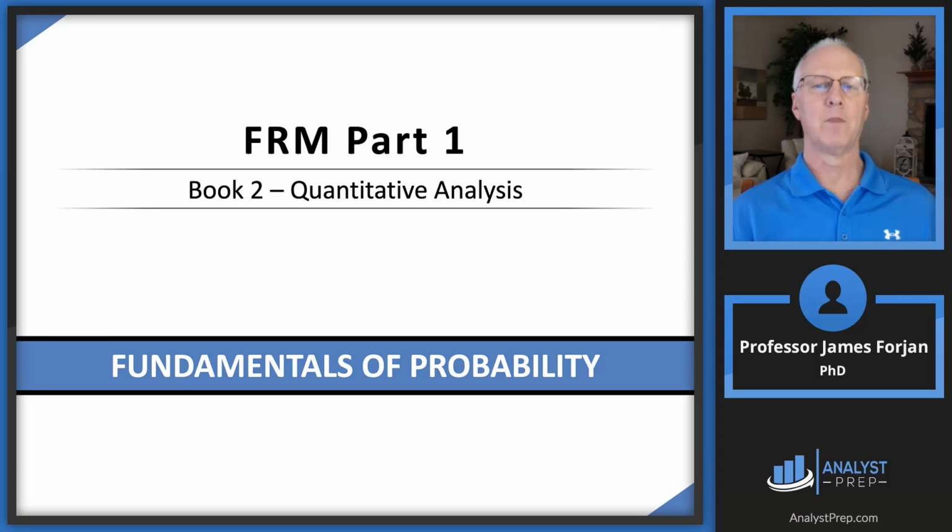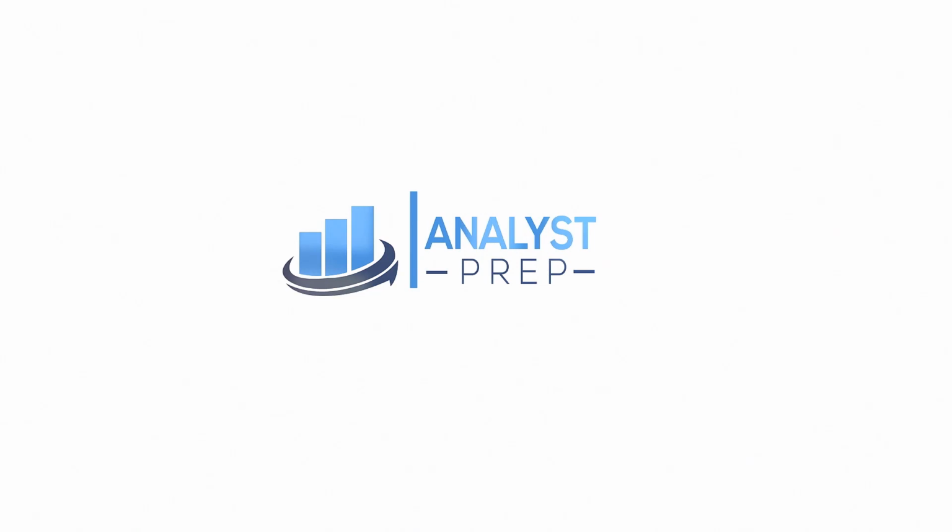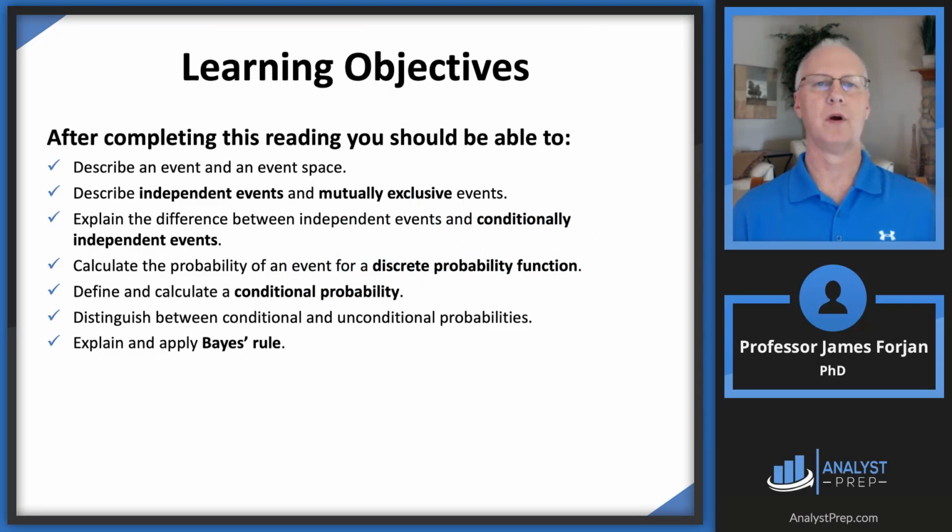This is FRM Part 1, Book 2, Quantitative Analysis, and the chapter on Fundamentals of Probability. Now remember, as good financial risk managers, what we're trying to do is identify the risks and quantify the risks and then manage the risks. And so this first chapter called Probabilities sounds an awful lot like something that we should be considering inside of those three tasks.